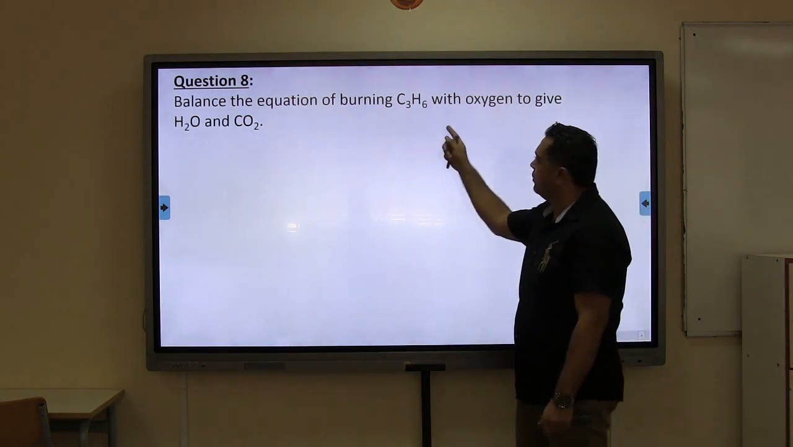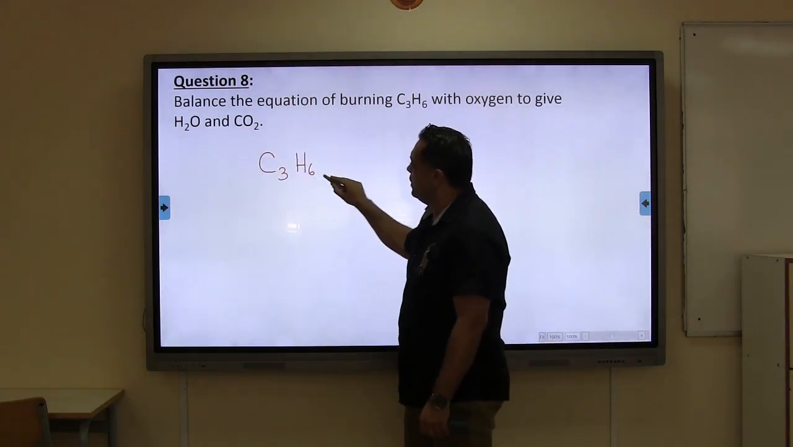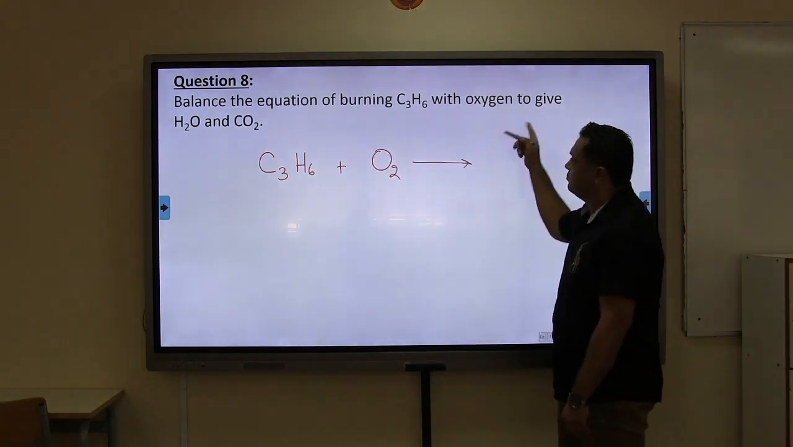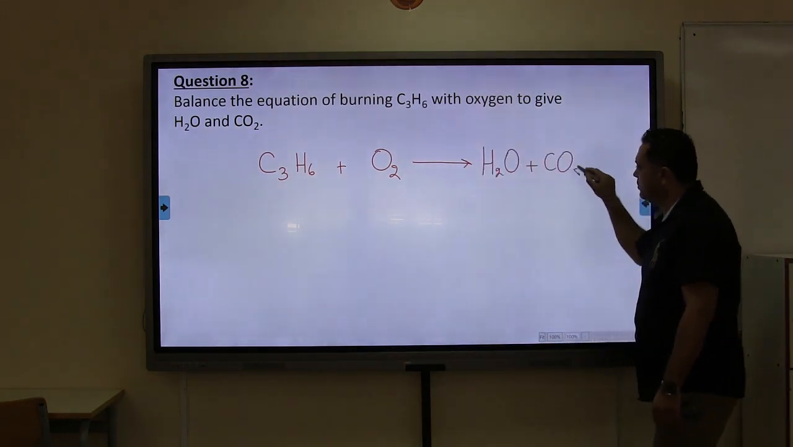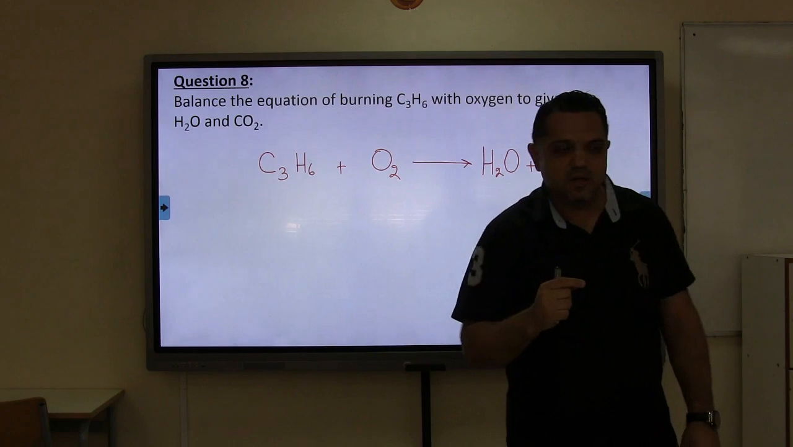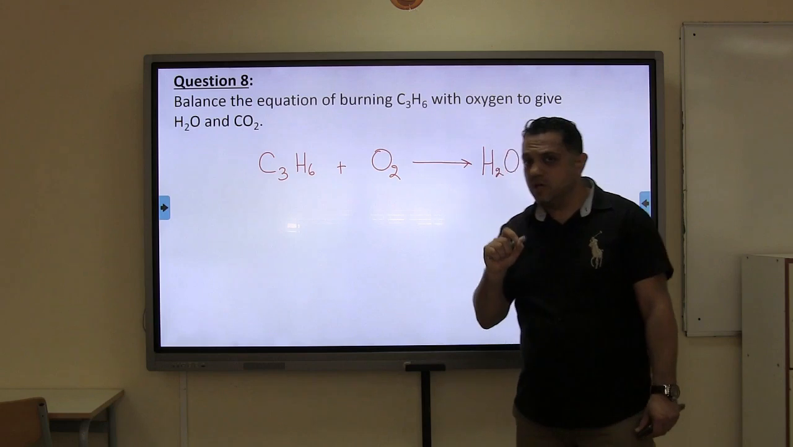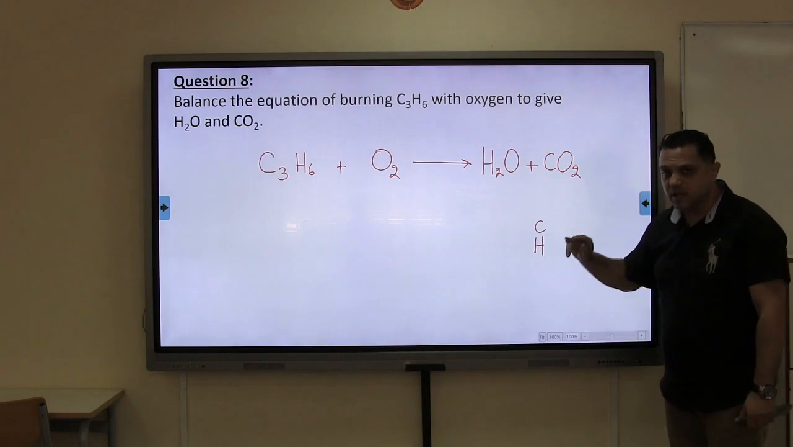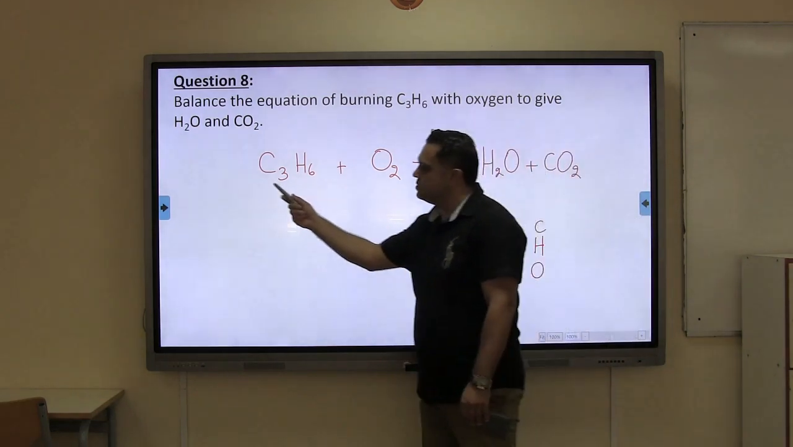C3H6 will burn, of course it will burn with oxygen. So C3H6 will burn with oxygen. It will react with oxygen. To give what products? H2O and CO2. In all reactions including carbon, hydrogen, oxygen, it's very important to start with the carbon first, then hydrogen, then oxygen. So I need to balance first carbon, then hydrogen, then oxygen. If we look at carbon here, I have 3 carbons.